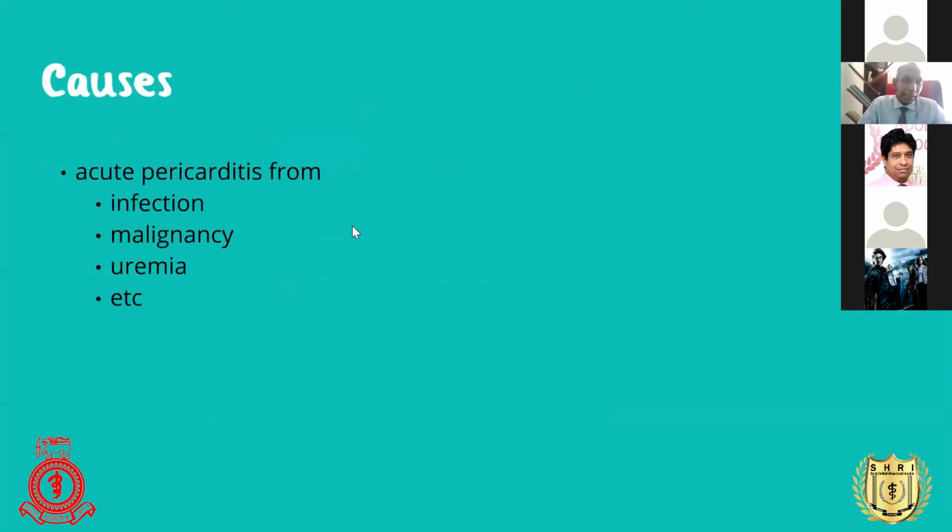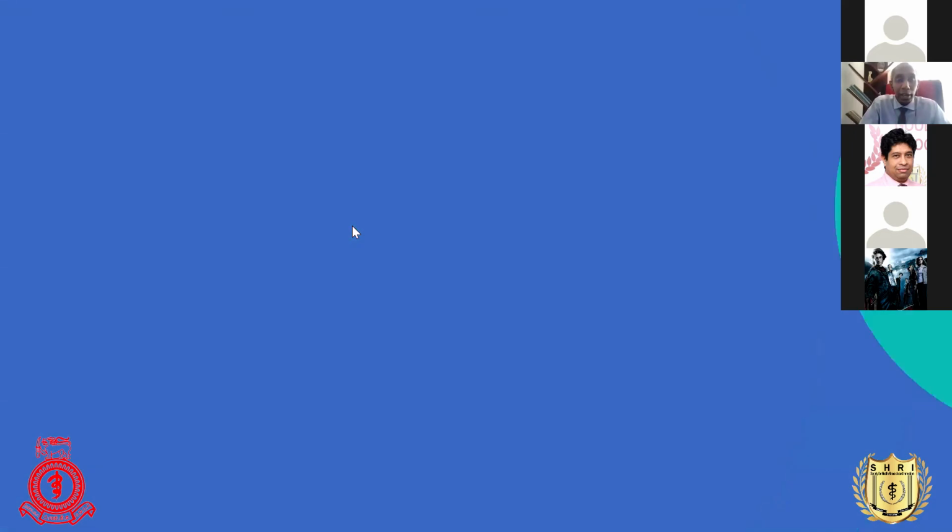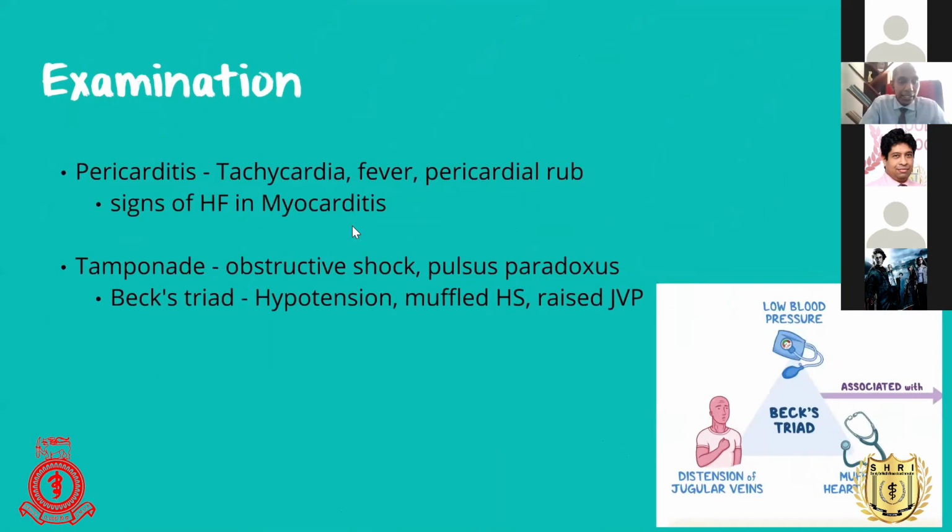Causes of pericarditis can be infective, malignant, uremia, and so on; I'm not going to go into detail, but it can be anything. The actual reason for that effusion and the pericarditis has to be investigated later, but what we have to manage here is the pericardial effusion with tamponade.